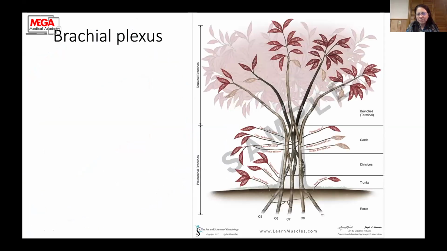Sometimes it's confusing to make the arrangements in your brain, so I find this picture very helpful. We'll start with the roots, which is like a tree. It starts with the root, and then the roots go up and form trunks. And trunks divide and form divisions. We might not be able to see them above the ground, but sometimes you can see things like that. And then they divide, start to form cords, and then cords form the branches, which are the end nerves that we work with.